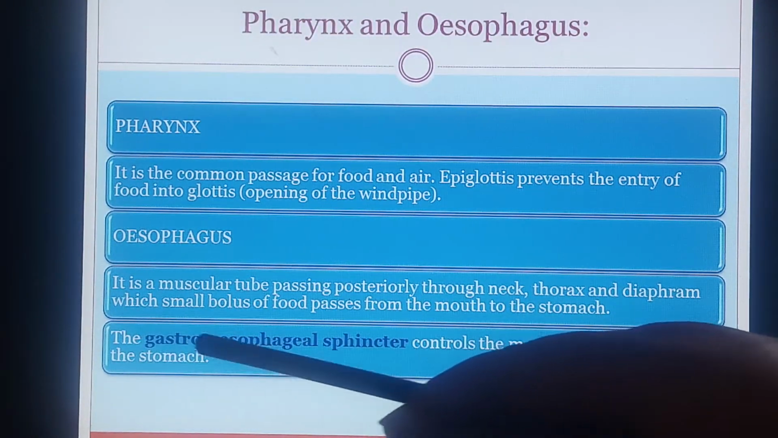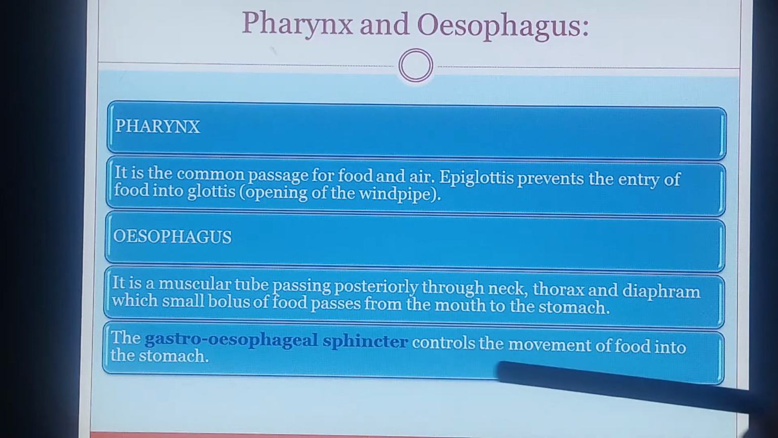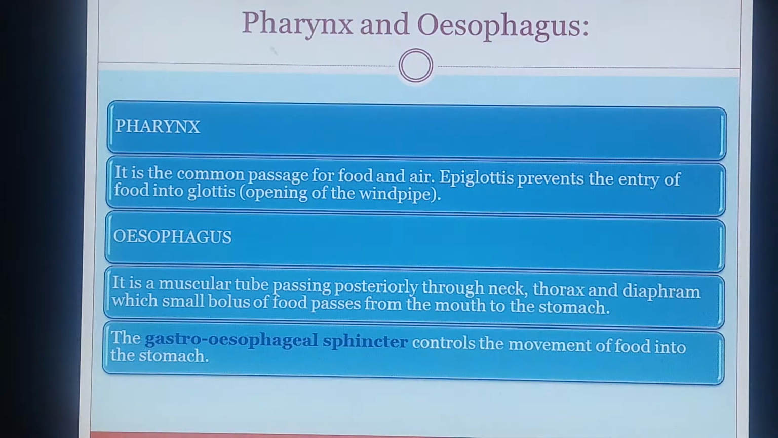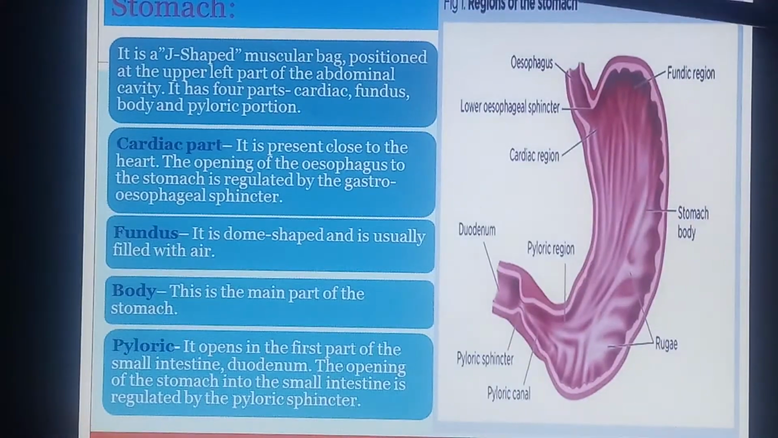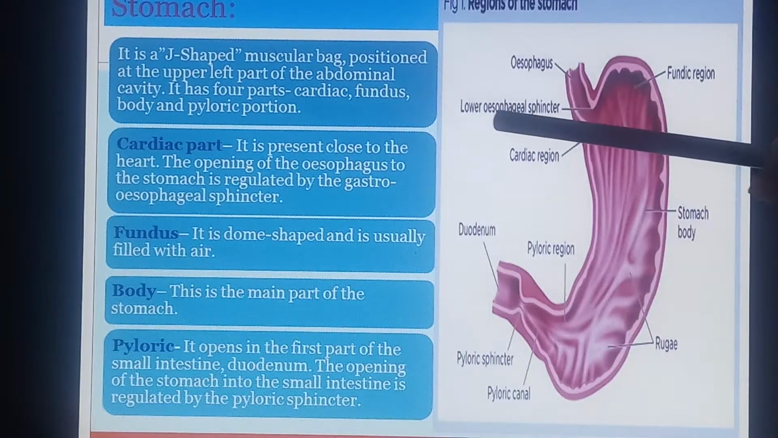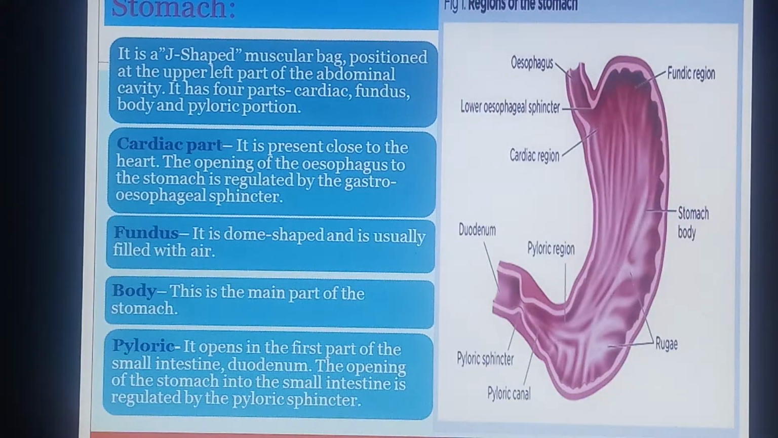Then the gastroesophageal sphincter controls the movement of food into the stomach. अगर हम कहें कि जब हमारे esophagus ने stomach में, this is the esophagus and this is the structure of a stomach, जब esophagus ने stomach में खुलना है तो यहाँ पर एक हमारे पास gastroesophageal sphincter होता है जो इसकी opening को control करता है.